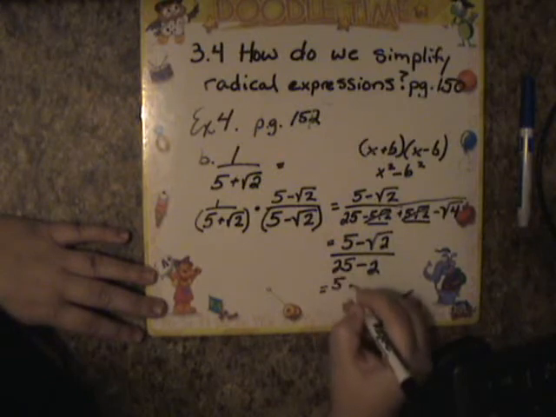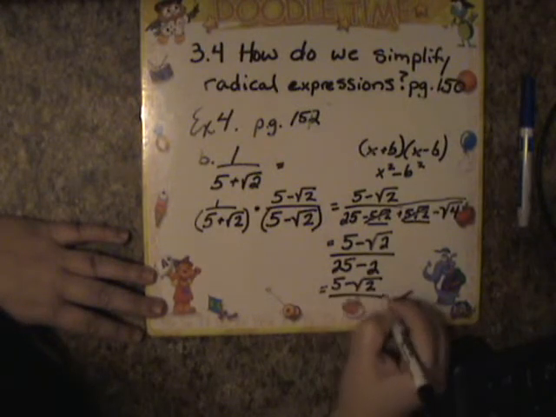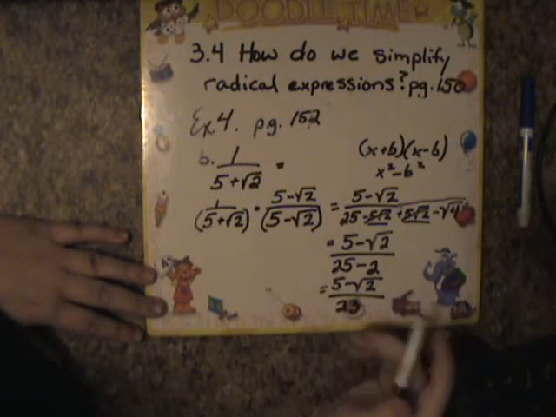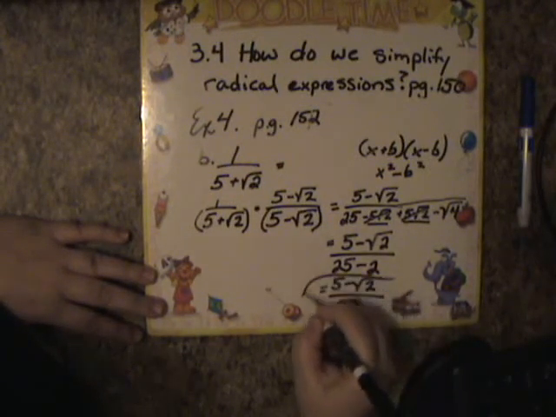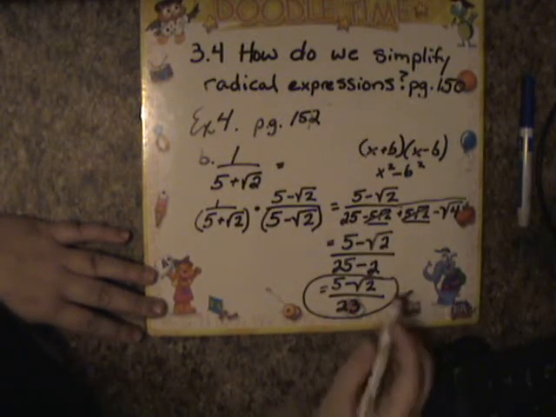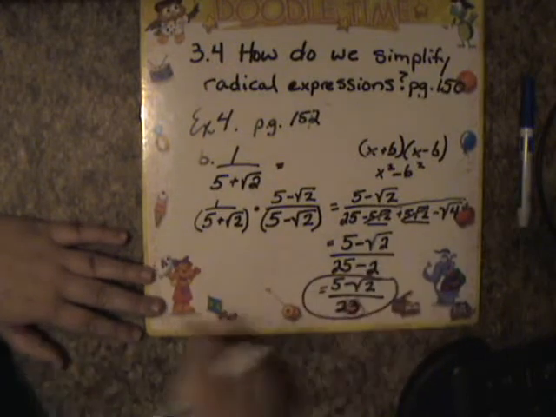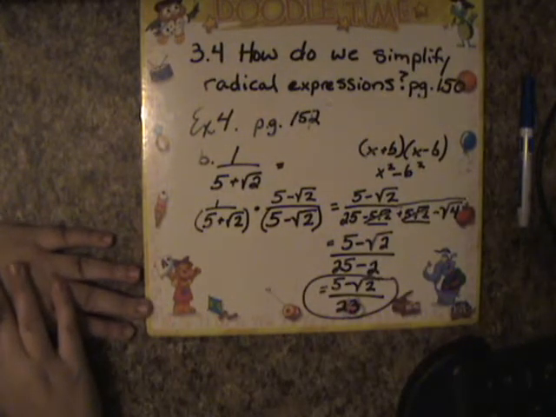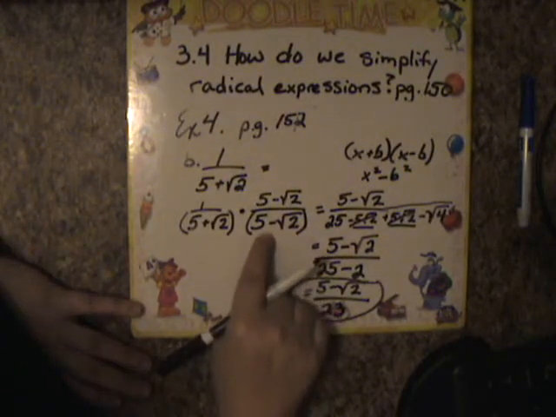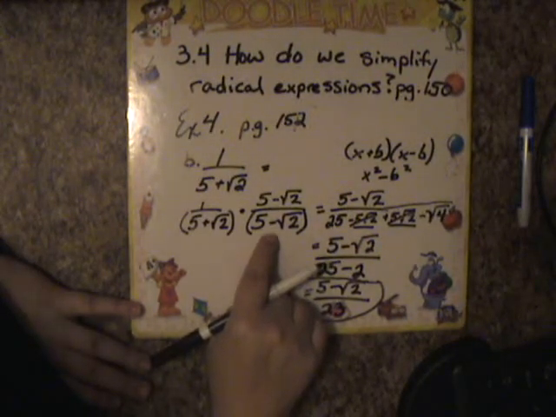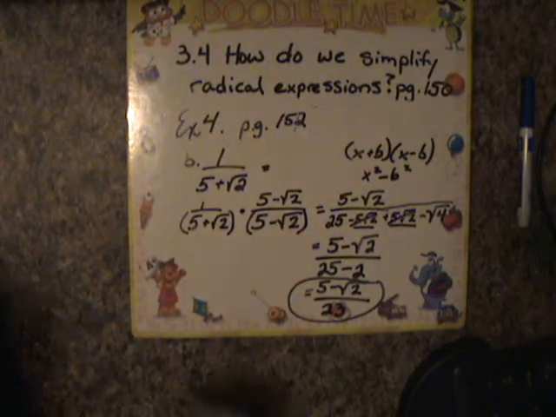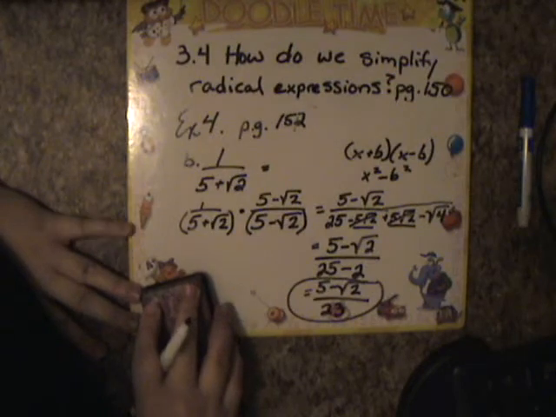So again, 5 minus the square root of 2, and let's clean up this denominator. 25 minus 2 is 23. So this is my final answer, and my radical is now magically out of the denominator. Even though I have one in the numerator, that's okay. It's still in simplest form. So again, what we're going to do when we do these is multiply by what's called the radical conjugate. All right, let's do another one of those.